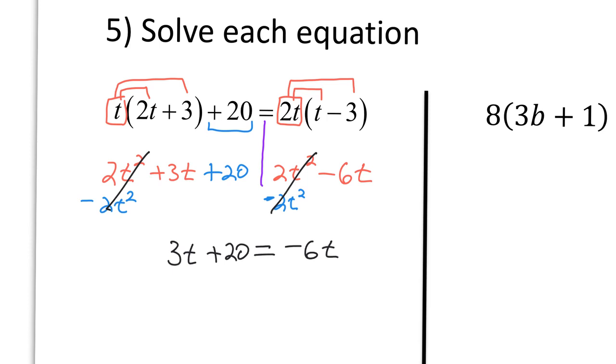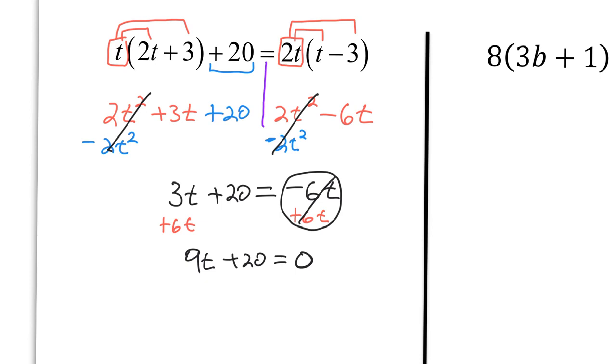All right, we're almost there. Now we need to solve for t. We don't have a t squared anymore, but we do have a t. So I'm looking at the t's, and the lowest t variable is the negative 6. Negative 6 is lower than positive 3. So I'm going to do the opposite. I'm going to add 6t. That's the opposite of negative 6t. So I'm going to add 6t over here. So I'm going to have a 9t, 3t plus 6t is 9t plus 20 equals, and this right here turns into 0. Negative 6t plus 6t, they cancel. So I'm going to put a 0.